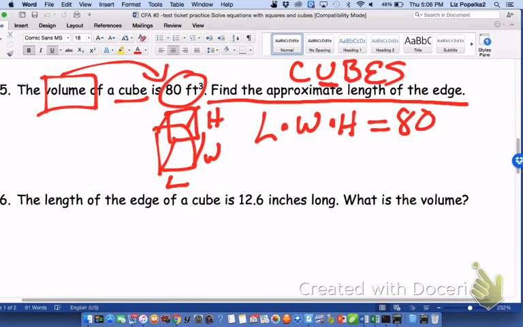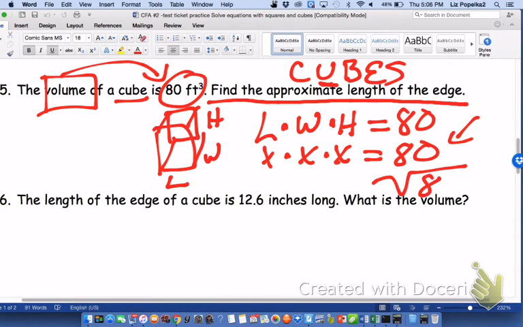Well, because it's a cube, we know that all of the edges are the same. So the length times the width times the height is actually going to be the same number. So I'm multiplying the same number 3 times. To figure out what number multiplied 3 times gives you 80, look no other than to the cube root. If I take the cube root of 80, that will tell me what number multiplied 3 times gives you 80. So I'm going to do that on my calculator, and I'm going to write it over here because I kind of ran out of room on the right side. It is approximately 4.3 feet.